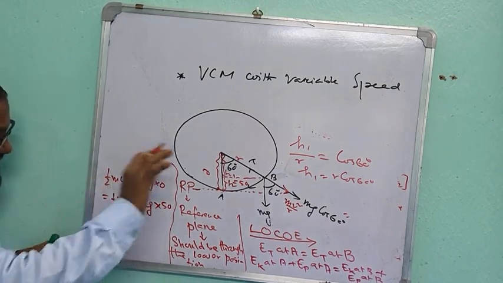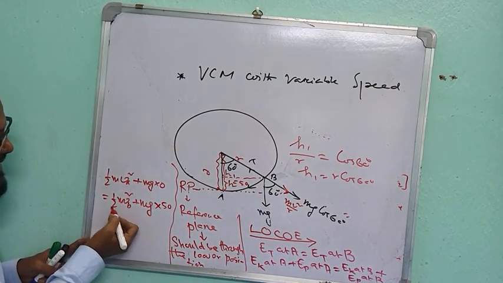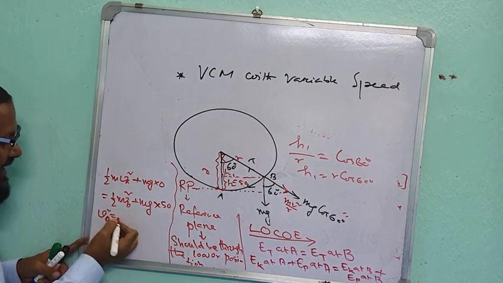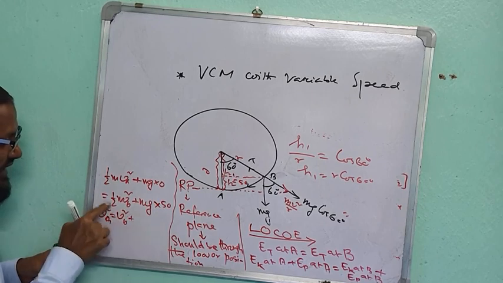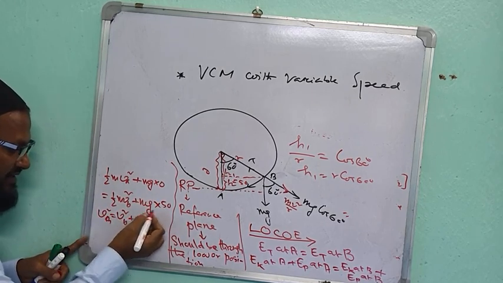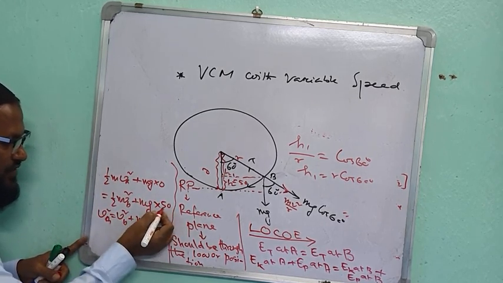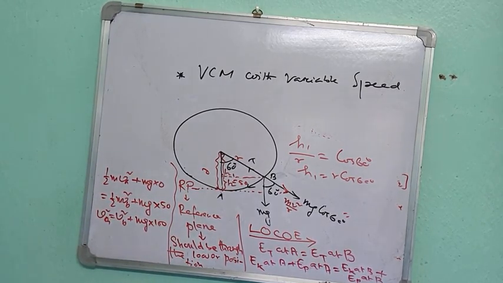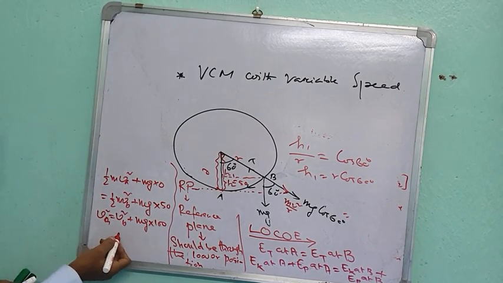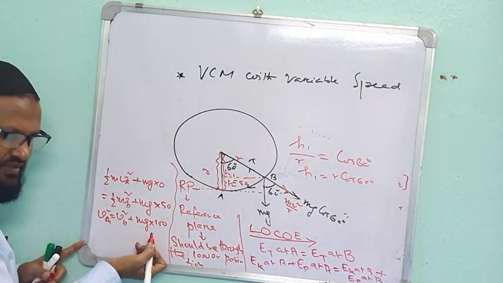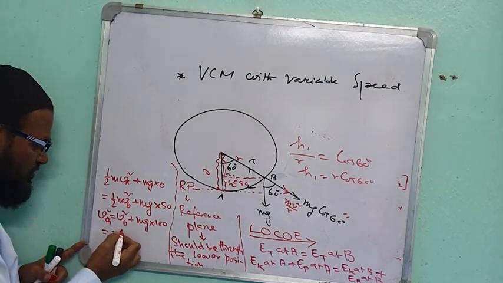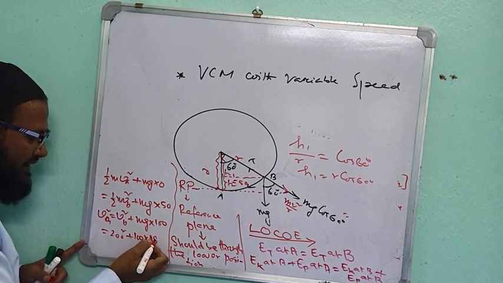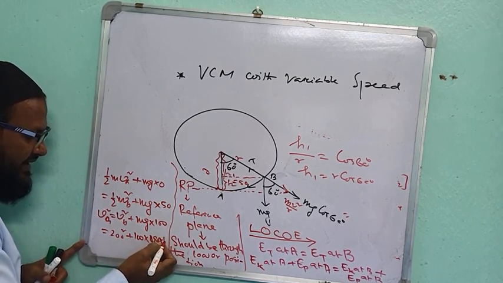Now, simplify. Half m vA square equal to half m vB square plus mg h. This two will be multiplied here. In that case, mg into 2 into 50, this is 100. Okay. Now, please put here. This is the formula. vB is known, m is known, g is known. vB, how much? This is 200 square. m equal to 1, g equal to 980. This is 100.